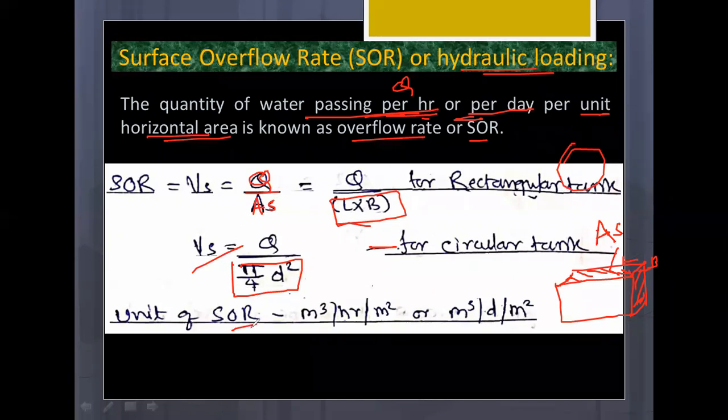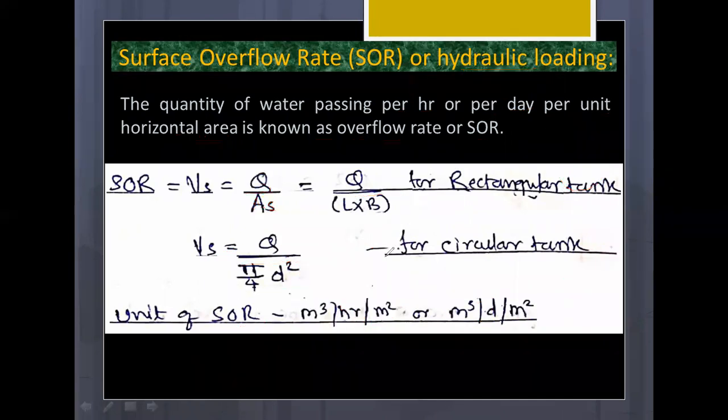The unit of surface overflow rate is meter cube per meter square per day. This is the unit for the discharge per unit area. This is the unit of area, and this is the unit of discharge, meter cube per day. Okay, volume per time per meter square area. Right. So write down this title, formulas and unit.